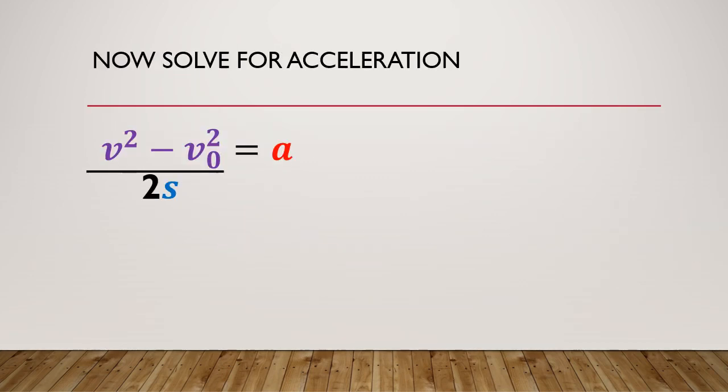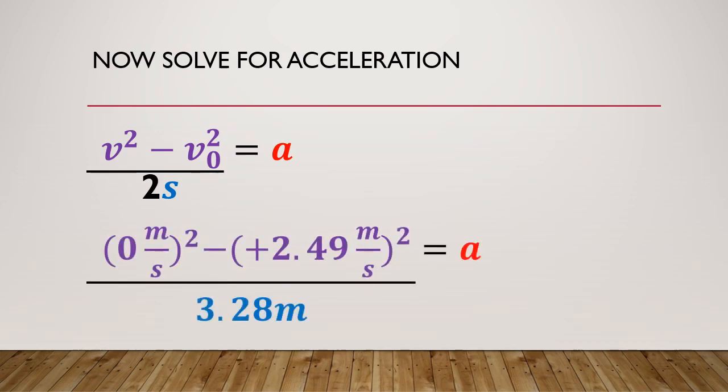So let's plug these numbers in. We have v squared minus v0 squared. And if we put those numbers in, we will get 0 meters per second, that quantity squared, minus plus 2.49 meters per second, that quantity squared, all of that over 3.28 meters equals your acceleration. Again, remember, it's the final velocity, the 0, minus the initial velocity. Well, final velocity squared minus initial velocity squared.